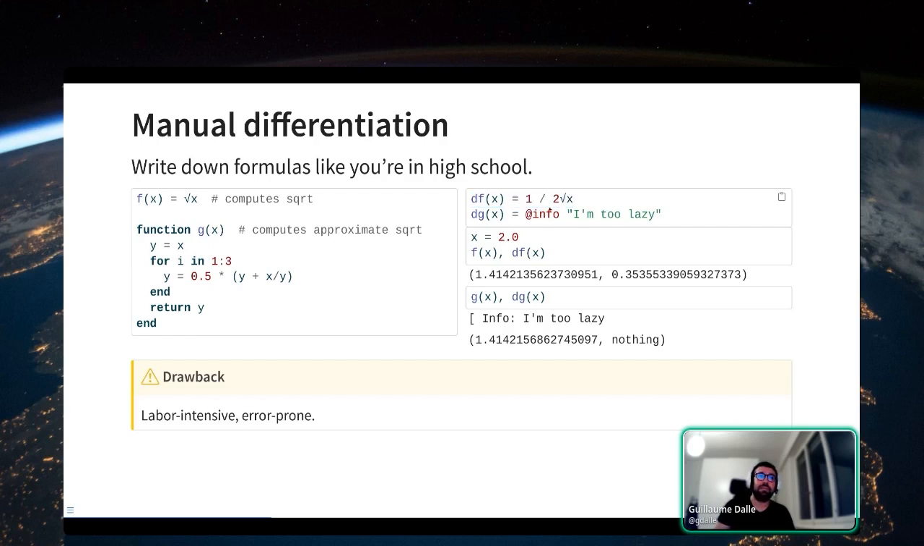That's great. But now let's say you have a slightly more complicated code which actually computes the same thing. This is something called Heron's method to compute the square root, and it's equivalent to the Newton iteration for finding a zero or a fixed point.